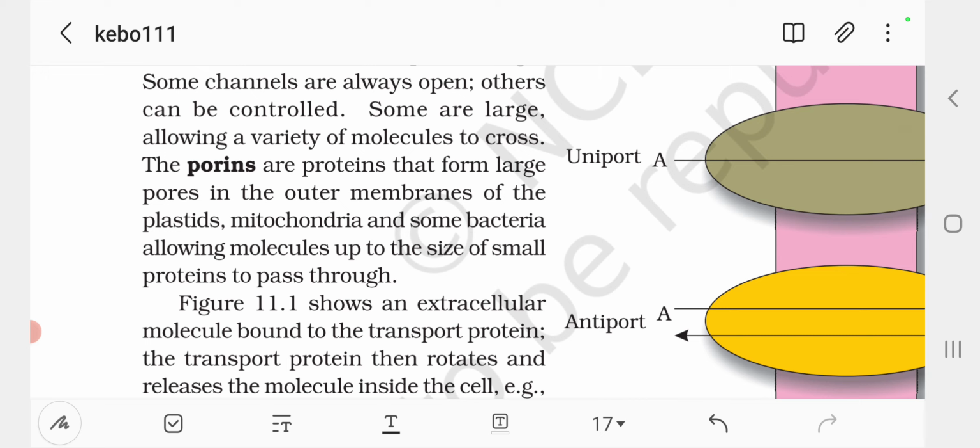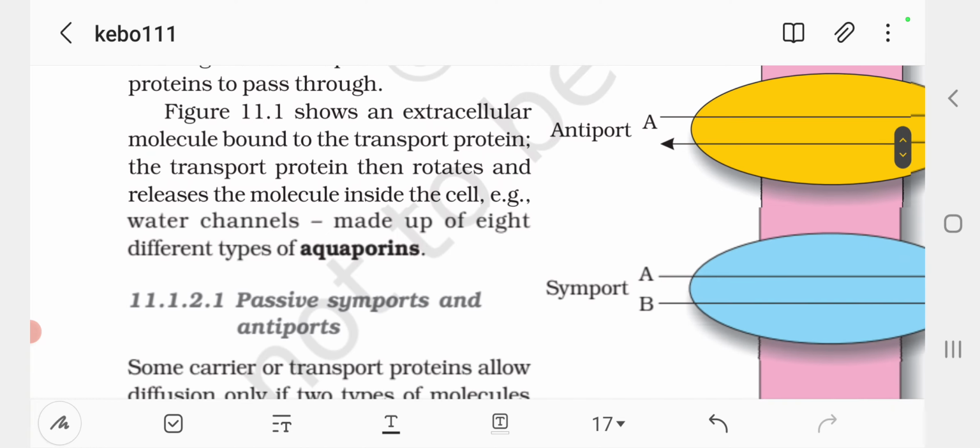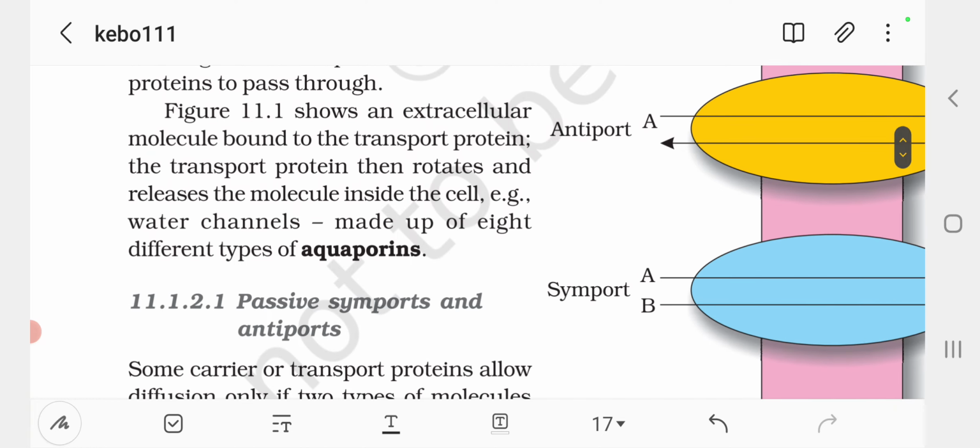The porins are proteins that form large pores in the outer membrane of the plastids, mitochondria, and some bacteria, allowing molecules up to the size of small proteins to pass through. Figure 11.1 shows an extracellular molecule bound to the transport protein. The transport protein then rotates and releases the molecule inside the cell. Example: water channels made up of 8 different types of aquaporins.